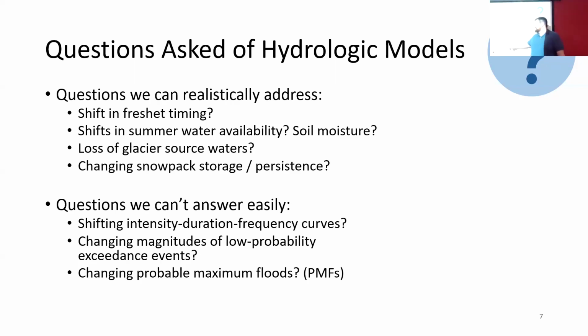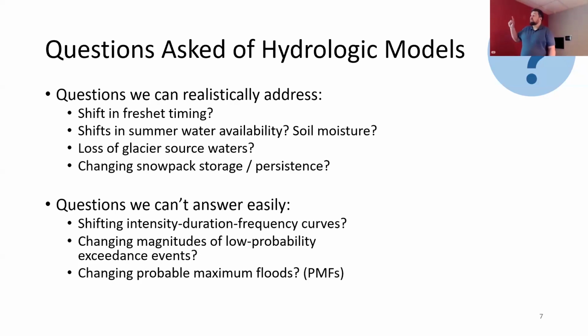And we have changing magnitudes of low probability exceedance events. And these are magnitudes that we didn't really have a great handle on historically. And now we need to propagate that uncertain value into the future where we really don't know those probabilities. And then we have changing things like probable maximum floods, which again, were really hard to figure out, even under the assumption of perfectly stationary climate.